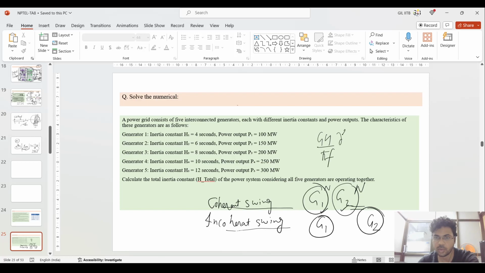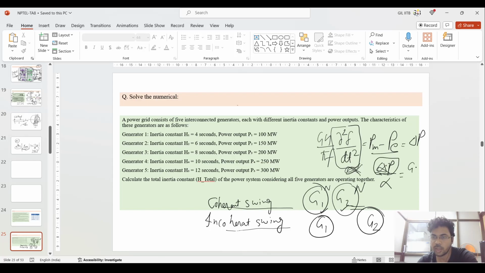So what happens in the coherent swing? If you remember the swing equation, that is GH by pi f d square delta by dt square is equal to Pm minus P. In the coherent swinging, this d square delta by dt square and this delta P are actually constant. Why? Because it should follow the dynamics of the other generator. This is the alpha, the accelerating part. This delta P by alpha is constant, so that's why GH by pi f is constant.